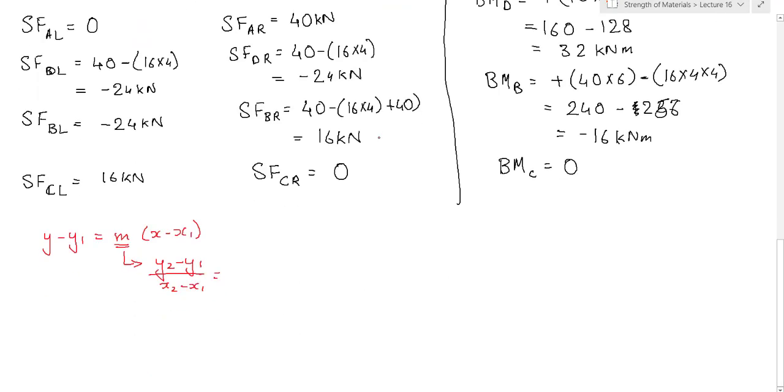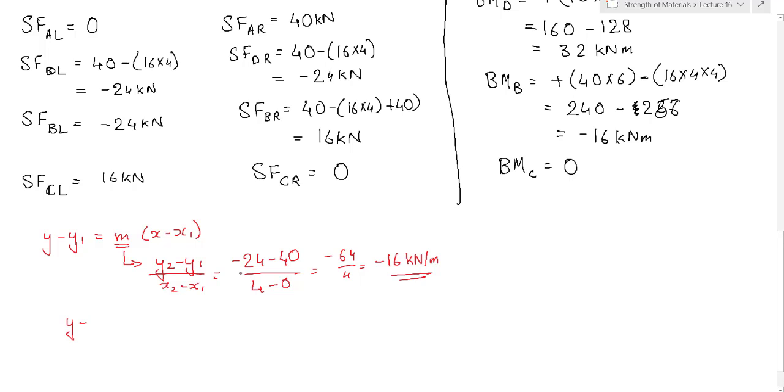Y1 is what? 40. So we can put over here minus 24 minus 40 divided by 4 minus 0. It is minus 64 divided by 4, which is going to be minus 16 kilonewton per meter. This is the slope of the line. Using this slope of the line, we can find out the equation of the line.